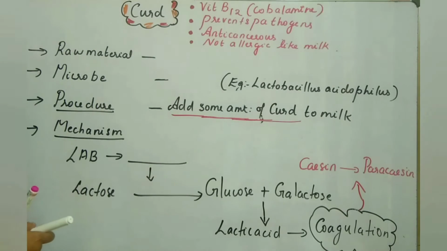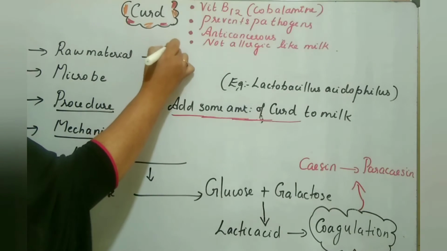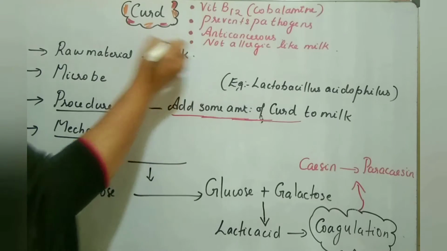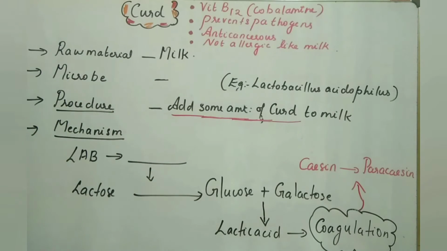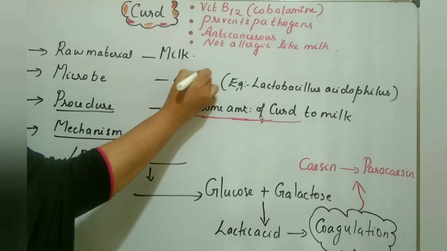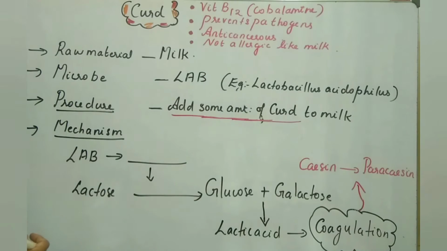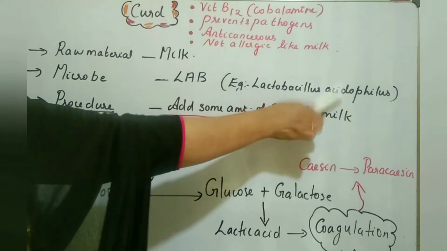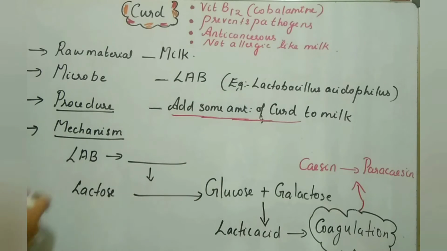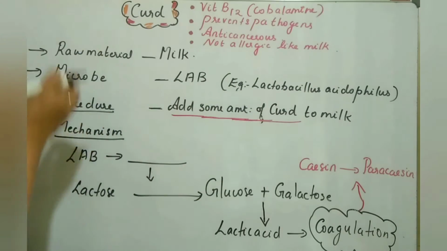For curd making, the raw material required is what? Milk, right? And the microbe used is LAB. What is LAB? Lactic acid bacteria. And the common example is Lactobacillus acidophilus. And how is this curd made? That means the procedure of curd making.